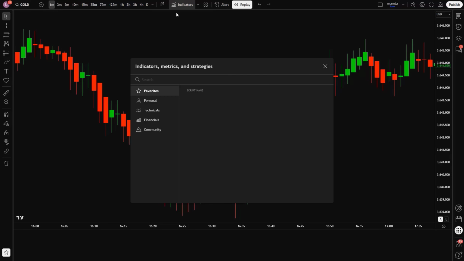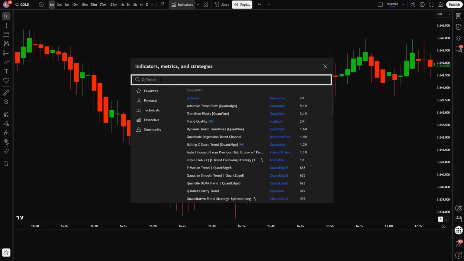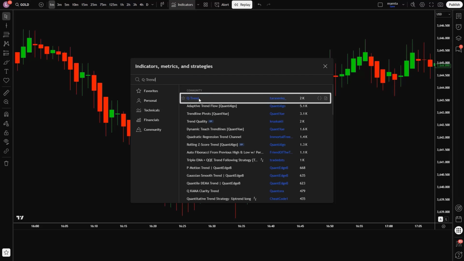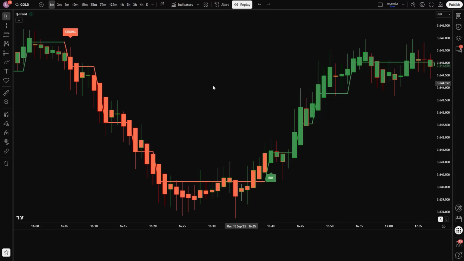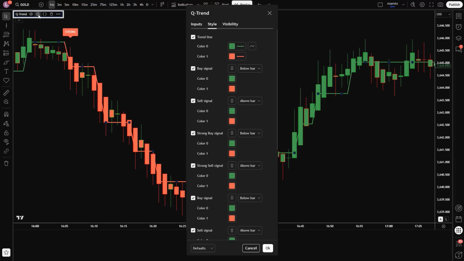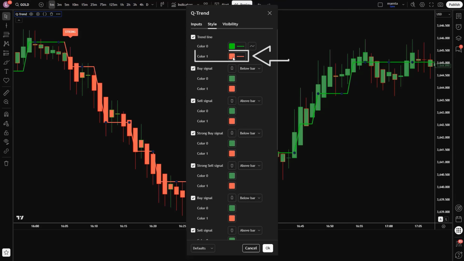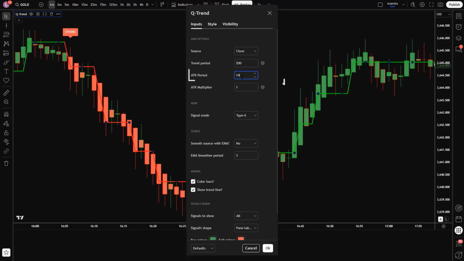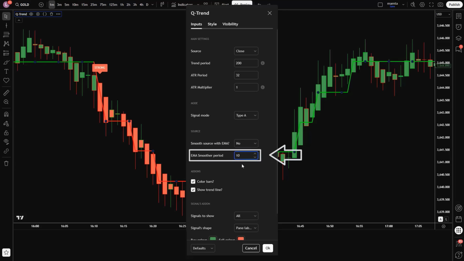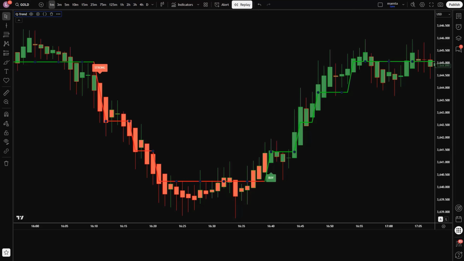First of all, we will search Q trend in the search box of TradingView. After that we have to click on the Q trend option, in which we have to change some settings. We have to change this color 0 option. We have to change this color 1 option. We have to change this ATR period option from 14 to 32. We have to change this EMA smoother period option from 3 to 10. After this we will understand the next trading setup on the chart.